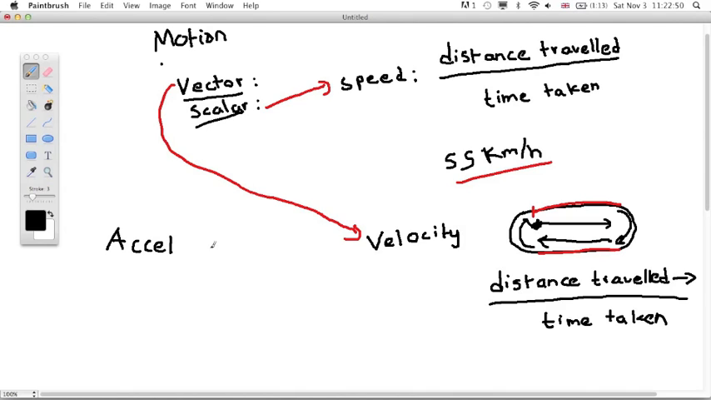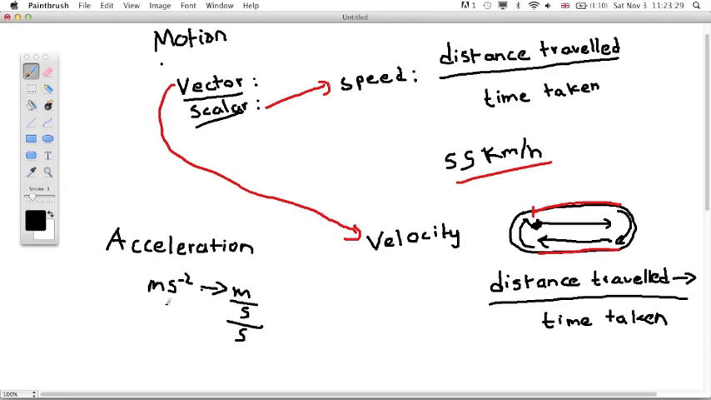Acceleration. Now, this can be very confusing, but it's quite simple. Acceleration is the change in speed, the change in velocity, because acceleration is also a vector quantity. It's the change in velocity over time. That's why it's represented by meters per second squared, which turns into meters per second per second, which can be quite confusing.